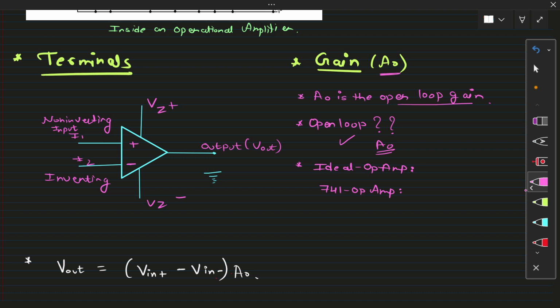For an ideal operational amplifier, the A naught value is near infinity. And for a real amplifier, like the 741 operational amplifier, the A naught value is near 10 to the power 5. For the IC 741, the A naught value is near 10 to the power 5.